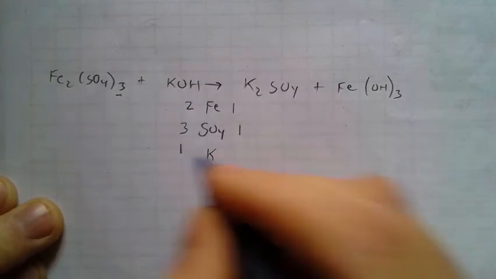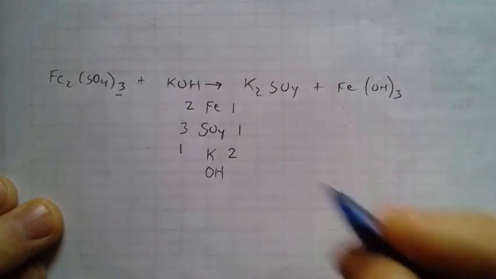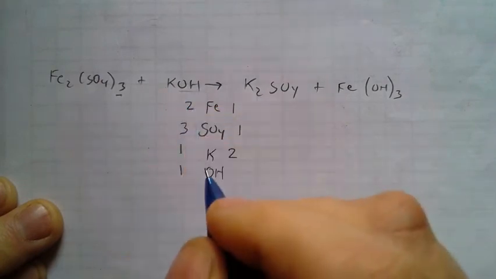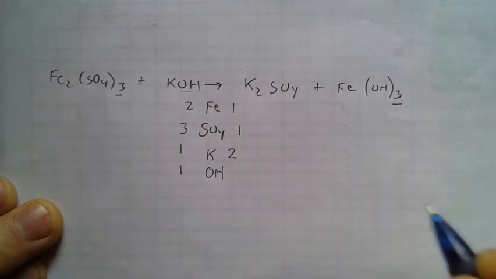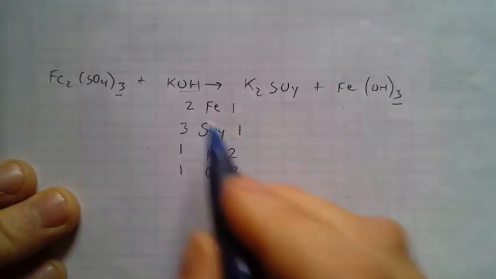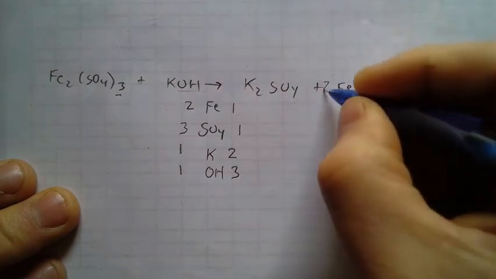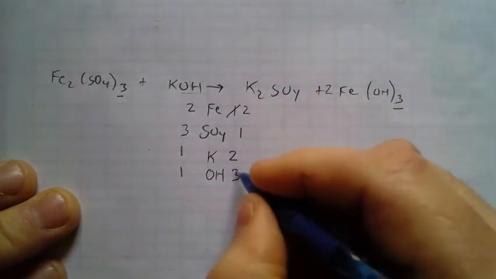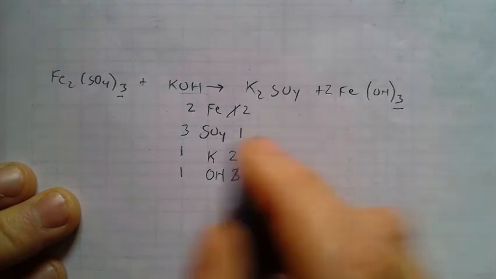Potassium, we have 1 on the left. On the right, we have 2. Hydroxides, we have 1 on the left since there's no parentheses, but on the right, we have 3. So we just go through like we normally do. We have a 2 and a 1. We put a 2 there, gives us 2 irons. 2 times 3 gives us 6 hydroxides.